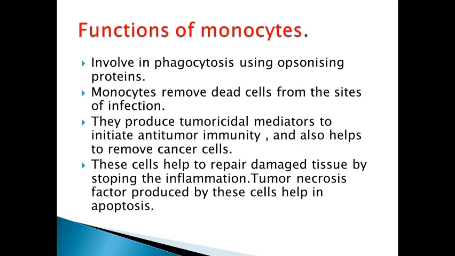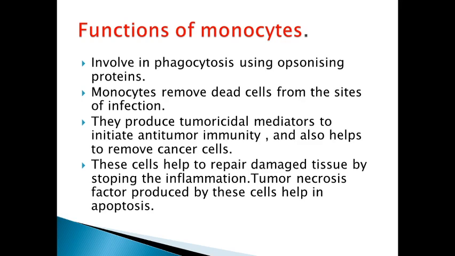Monocytes are involved in phagocytosis using opsonizing proteins. Phagocytic cells are scavenger cells, and these scavenger cells engulf the pathogen and use opsonizing proteins. Sometimes whenever there is an infection by certain types of bacteria, that also results in dead cell formation. So what is the function of monocyte? Monocytes remove dead cells from the site of infection.